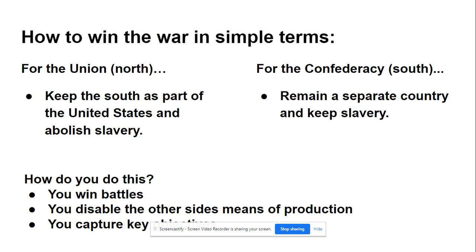How to win this war in simple terms. For the Union, it was to keep the South as part of the United States and abolish slavery. For the Confederacy, it was to remain separate, to be their own country, and to keep the institution of slavery. How do you do this? You do this by winning more battles, disabling the other side's means of production, or capturing key objectives.